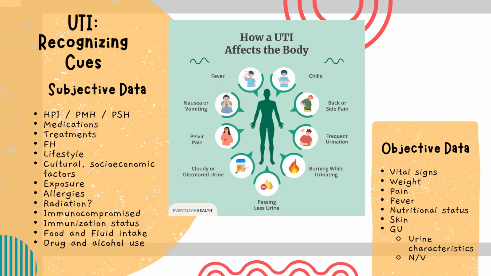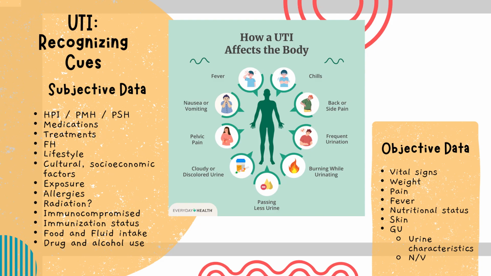Again, when we're recognizing those cues, we want to collect subjective and objective data. So again, I have an image here with some of those common symptoms of a UTI. When collecting subjective data, we do want to make sure that we get obviously the history of present illness. So what's going on? What are the symptoms that they're having? Any past medical history? Do they have chronic UTIs, past surgical history, have they had any type of GI, GU procedures, certain medications could potentially cause a UTI.